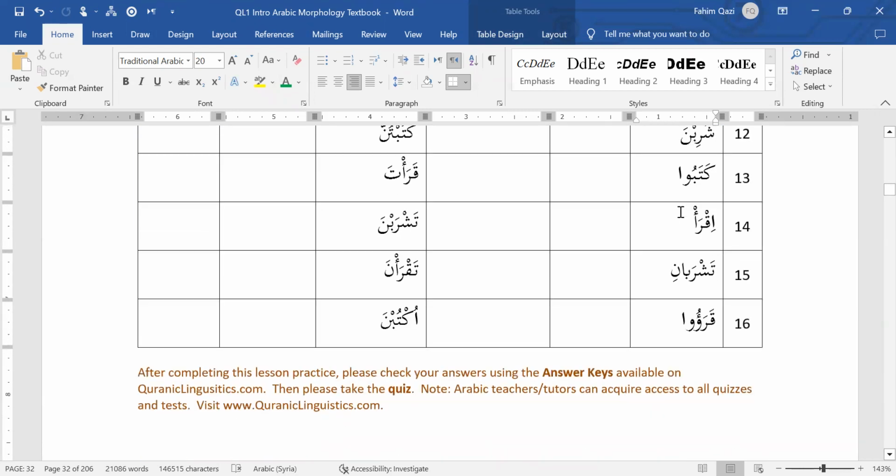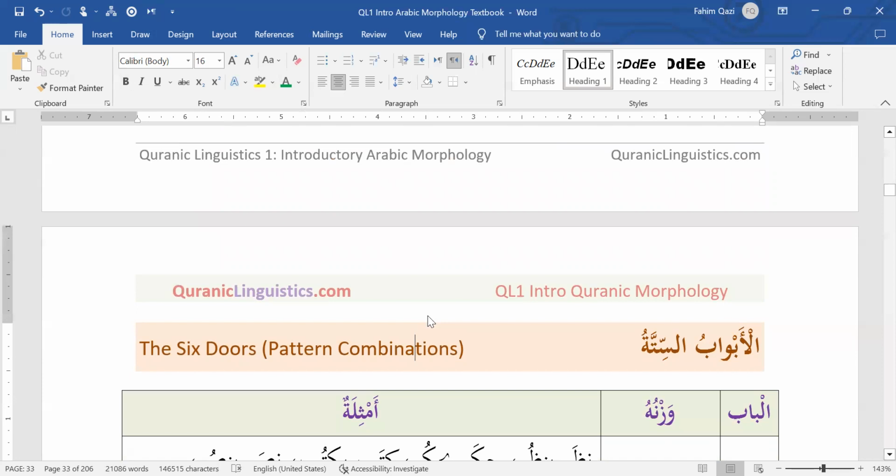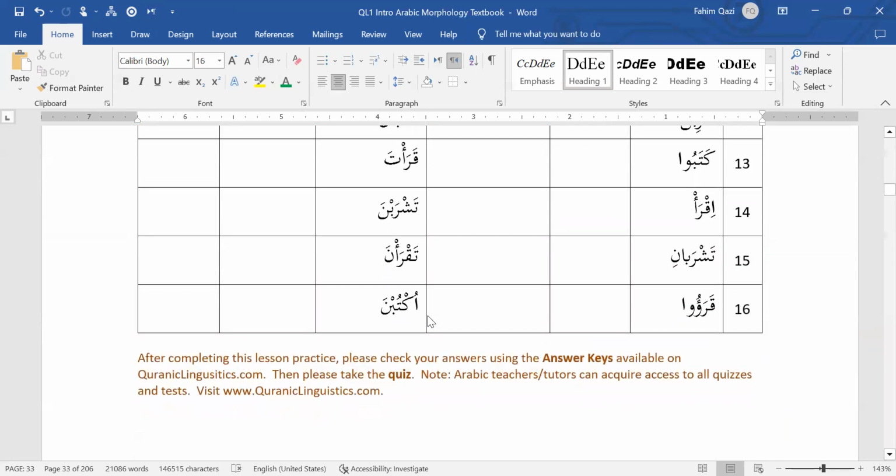Okay. And then inshallah, so this is a good deal of practice. If you go through all this practice, you will become expert inshallah in identifying the fa'il for basic form 1 conjugated verbs. After completing this practice, be sure to check your answers using the online answer key and then take the quiz. And inshallah, next time we'll do something called the 6 doors, which is another cool concept.